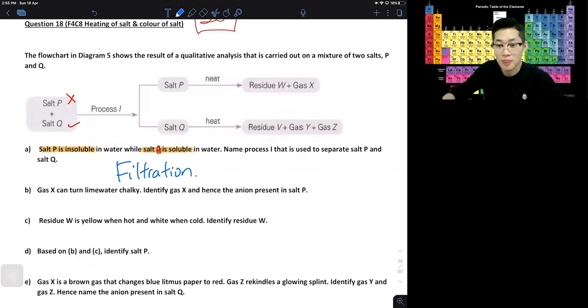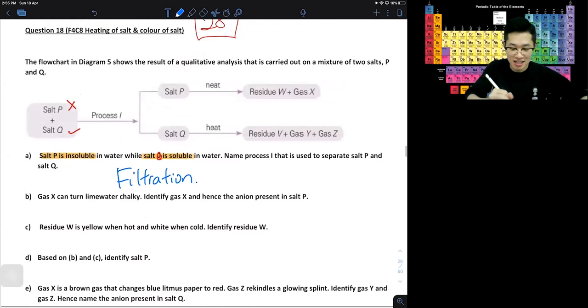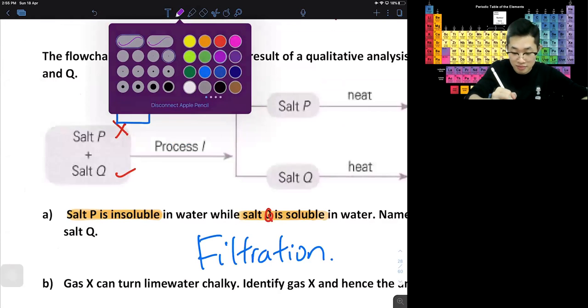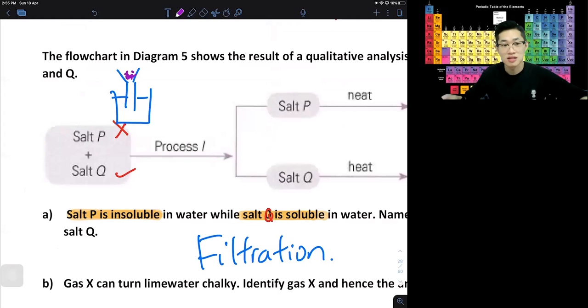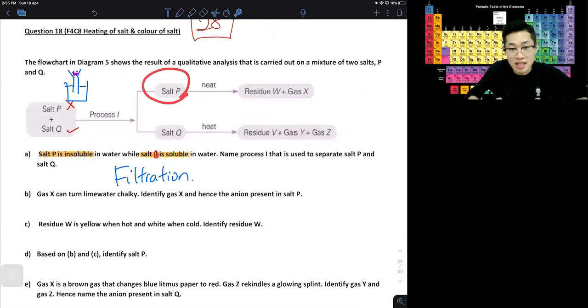Filtration. You add water, you dissolve it, and then you filter it. So the one that is insoluble will be on the top. Like that. So now, when salt P is being heated, it produces a residue W and gas X. Another one, residue V, gas Y, gas Z.